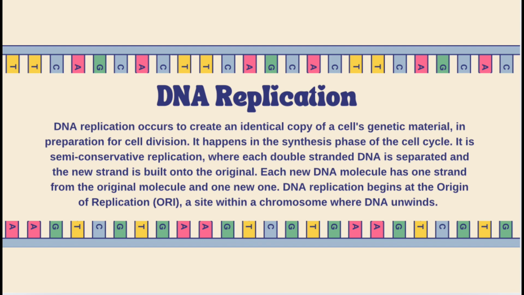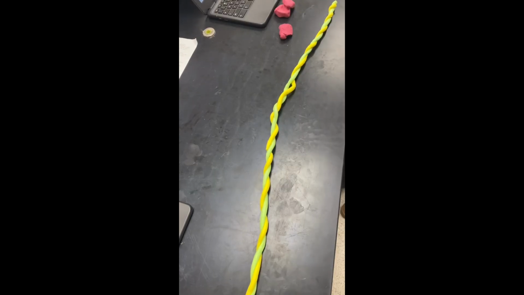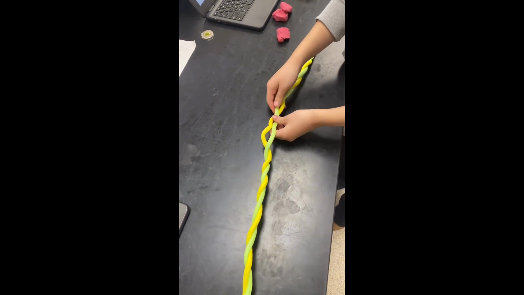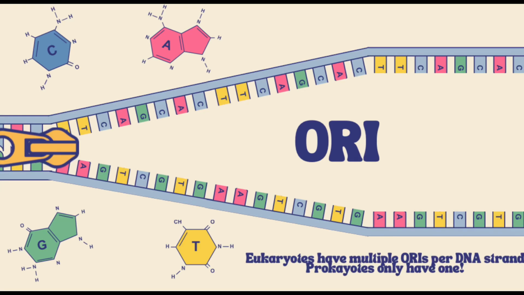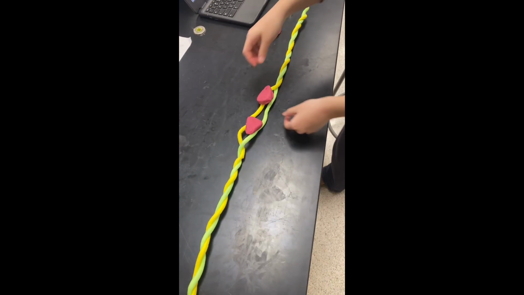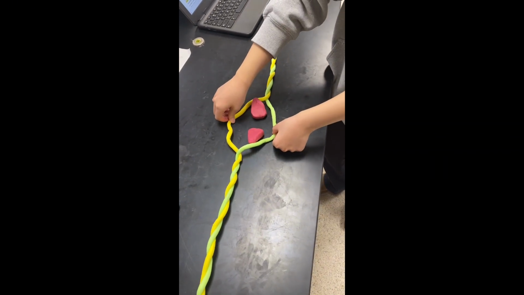DNA replication begins at the origin of replication, a site within a chromosome where DNA unwinds, initiated by topoisomerase, which binds at the origin and moves outward, uncoiling the DNA, creating a replication fork. Eukaryotic cells have multiple ORIs on one strand of DNA, whereas prokaryotic cells have only one ORI. Topoisomerase uncoils and unwinds the DNA strand.